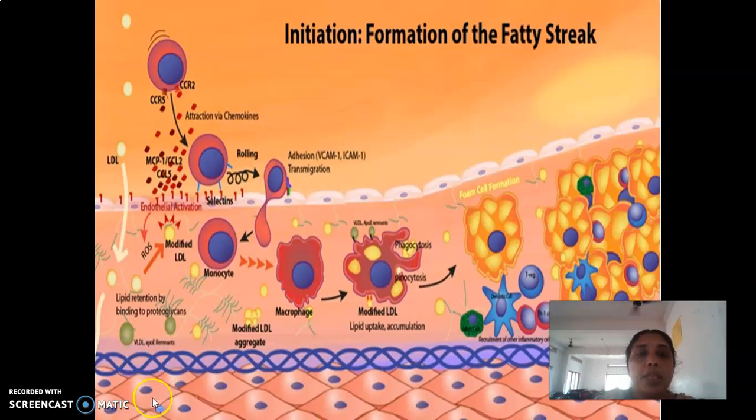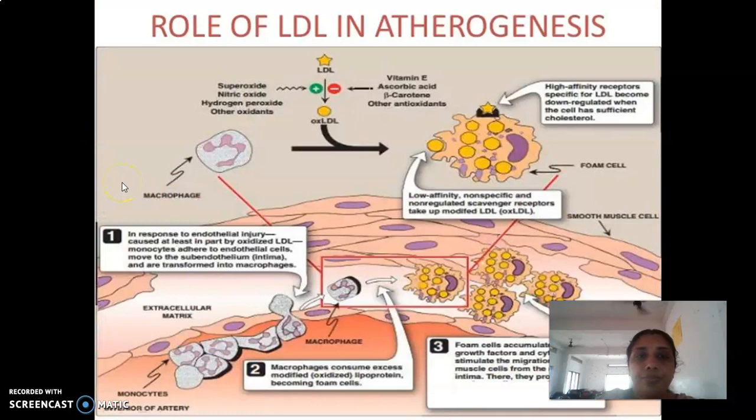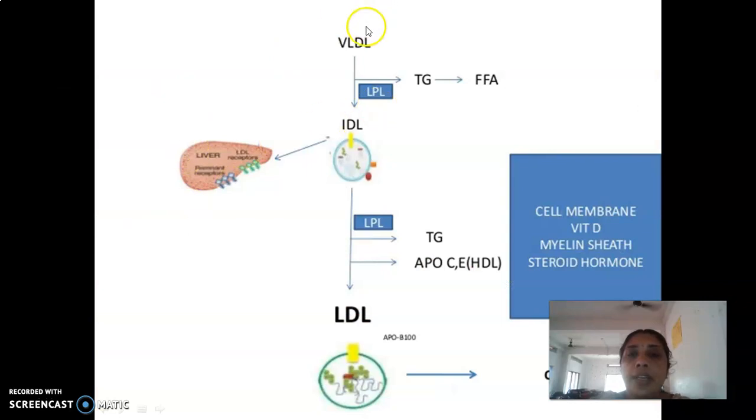So suppose this is a bloodstream. The VLDL will be reducing in size to form IDL. IDL is acted upon by LPL to liberate TG and other apoproteins. Finally, the LDL molecule is formed. The LDL molecule will be having only ApoB100 on its surface, right? And this ApoB100 containing LDL molecule will be going and getting attached onto the peripheral tissues with the help of receptors.